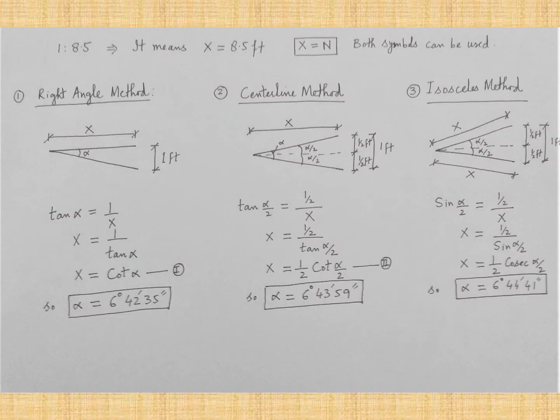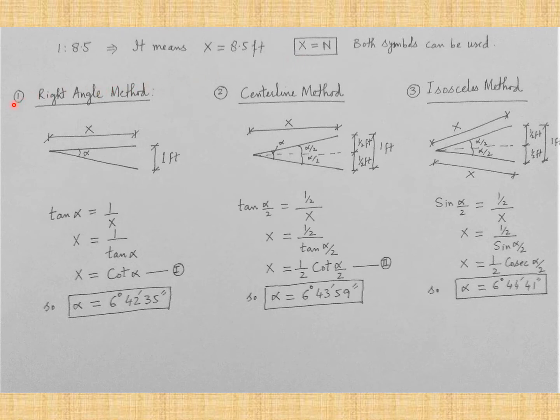Now look at the solution of the problem where the size of the crossing is 1 in 8.5. So 1 in 8.5, this is the capital X. So X is 8.5 feet. X can be taken as capital N, because in some books you would find the symbol N for this capital X.